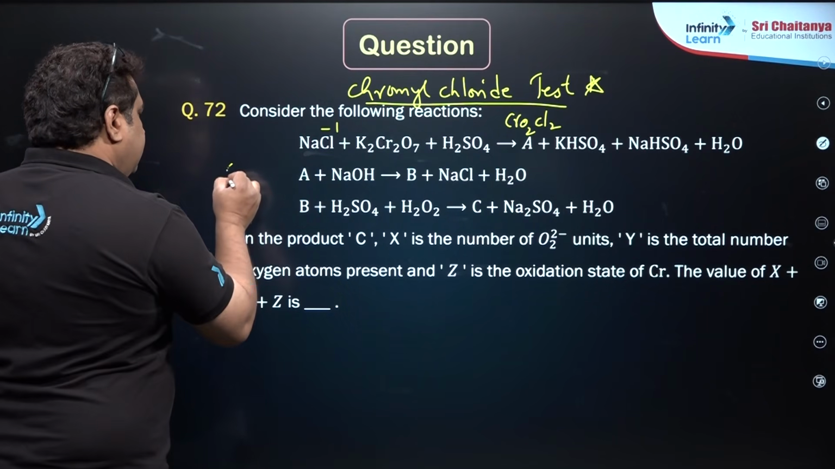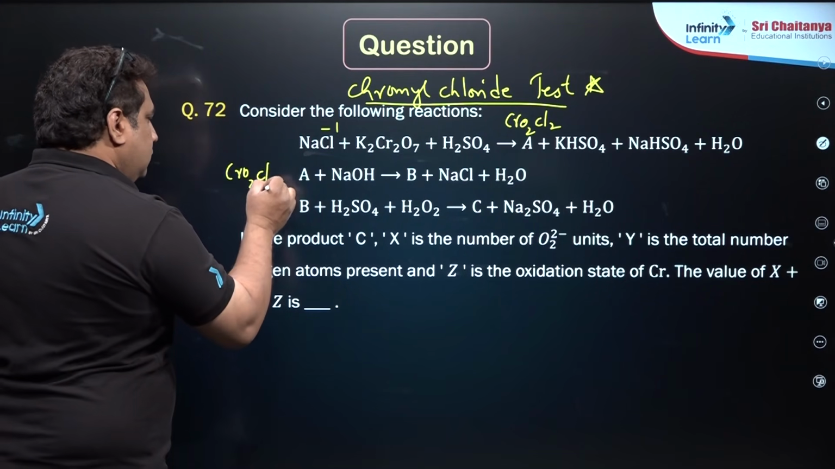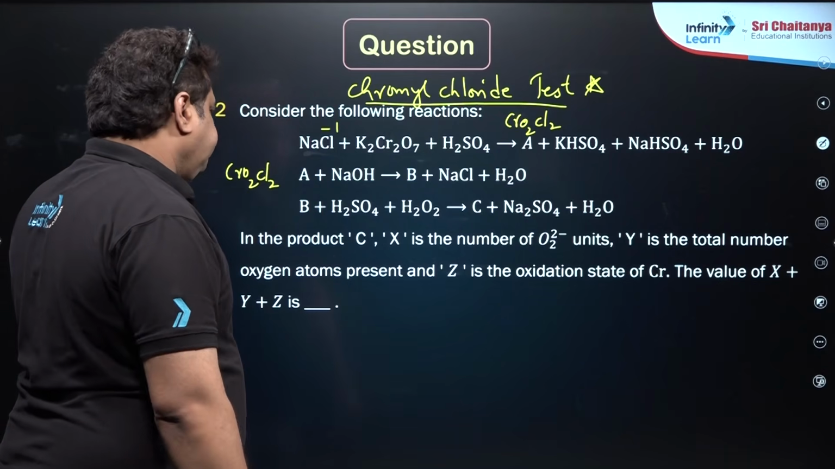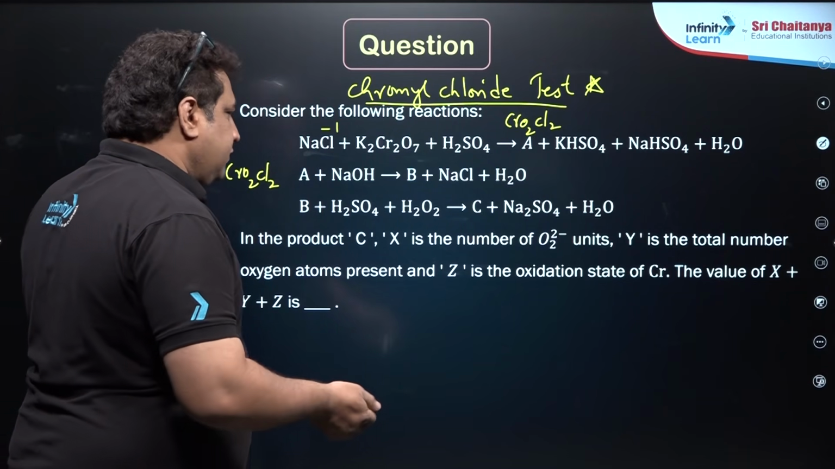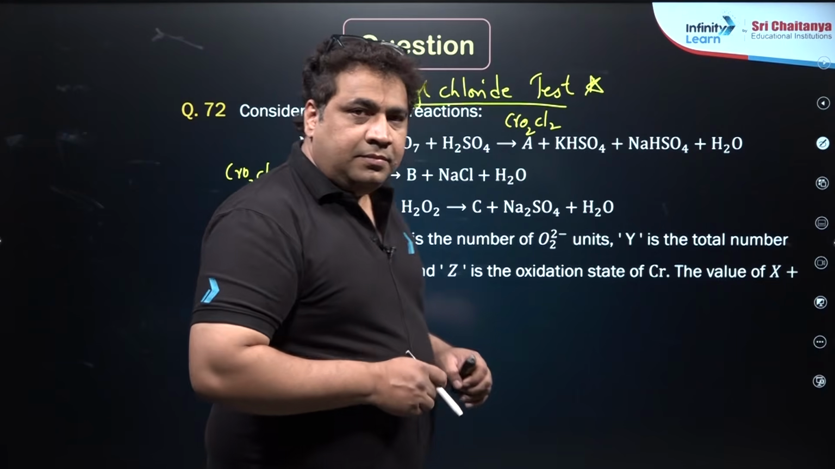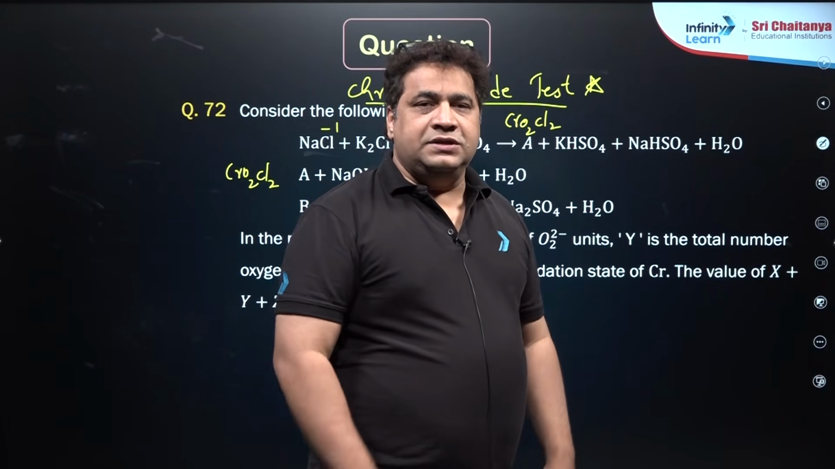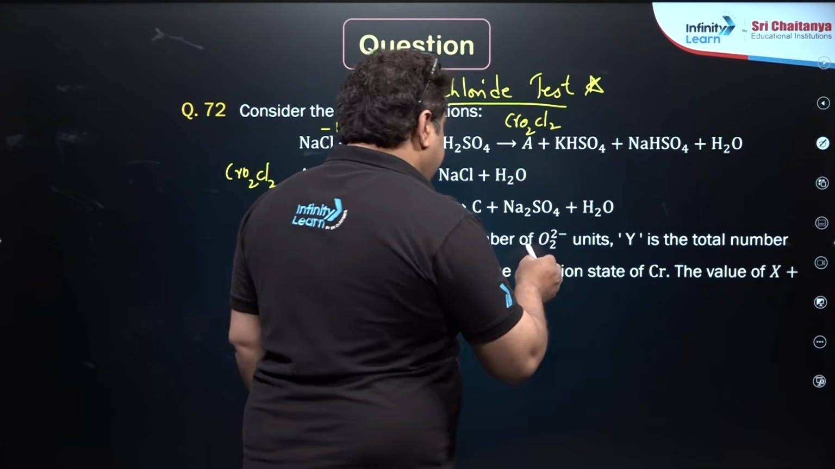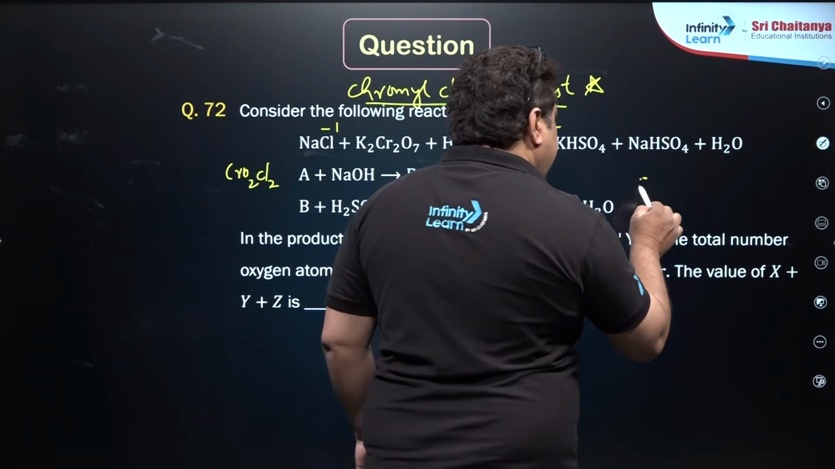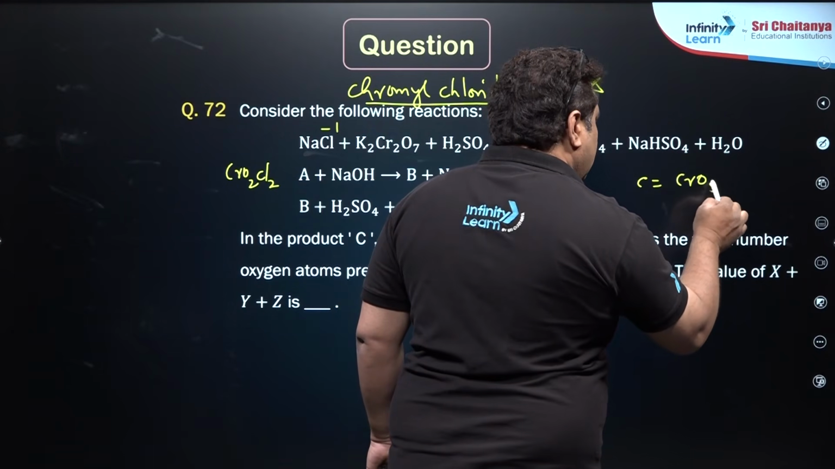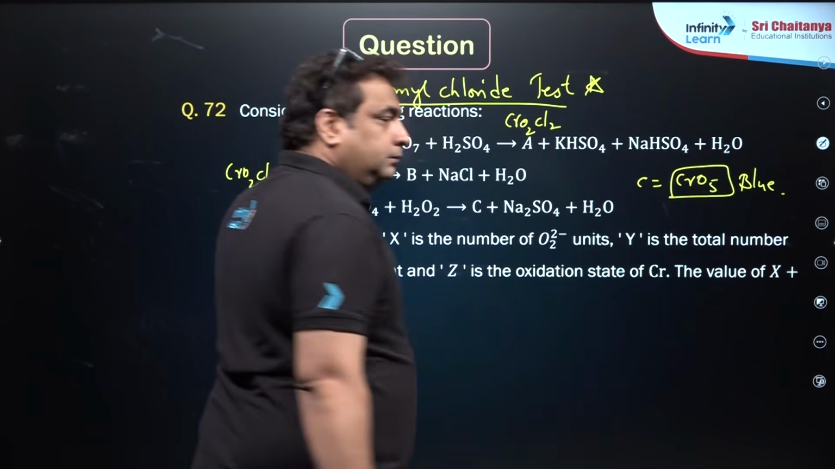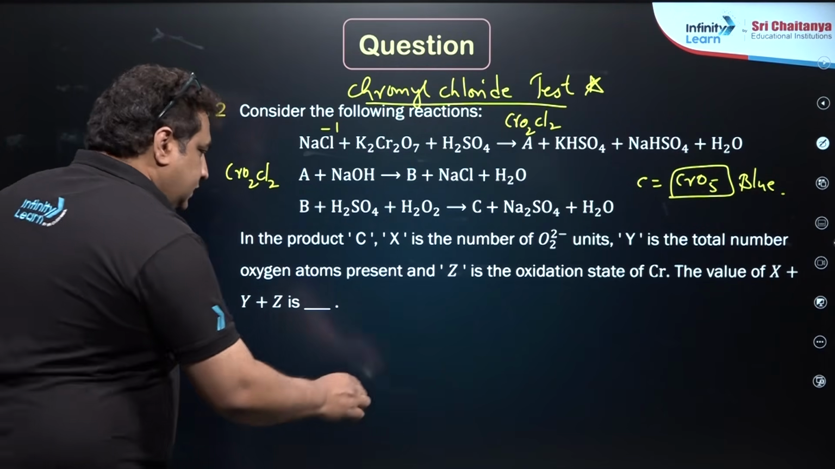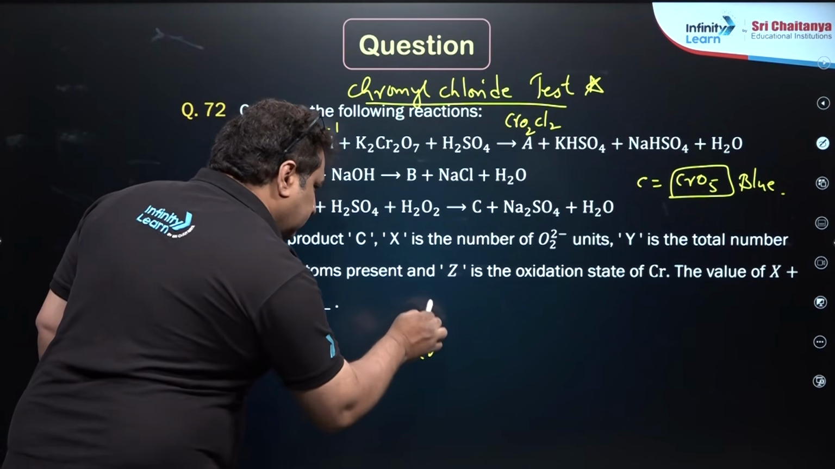Then chromyl chloride, CrO2Cl2, is treated with B, and B with sulfuric acid to give C. Everybody should know this problem, repeatedly coming in JEE. We have studied this so many times. C is CrO5, chromium peroxide, which is a blue color compound. Okay, it has a butterfly structure if you remember.